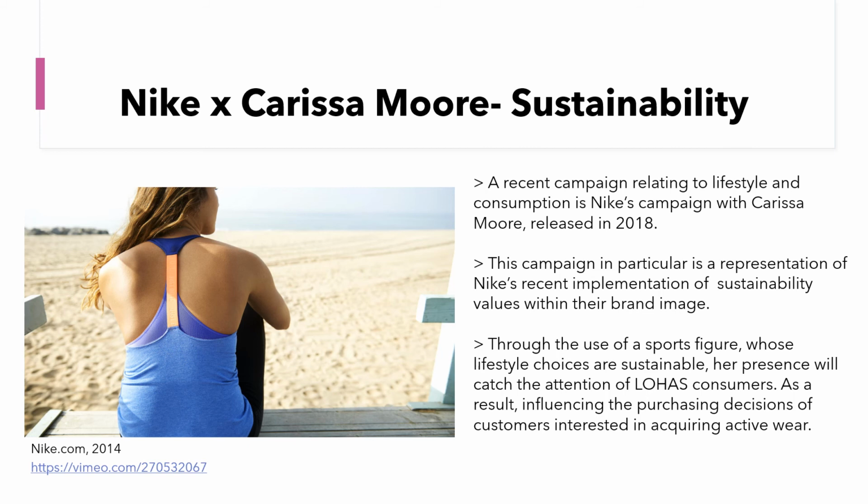Moving on to our example from Nike, which is the Nike and Carissimo sustainability campaign. A recent campaign by Nike relating to lifestyle and consumption is Nike's campaign with Carissimo from 2018. This advertisement is a prime example of how Nike reaches out to members from different demographics with diverse lifestyles and values. Through the use of figures who make sustainable lifestyle choices, in this case Carissimo, this will catch the attention of these sustainable consumers, subsequently influencing the purchasing decisions of that customer demographic while searching for activewear.